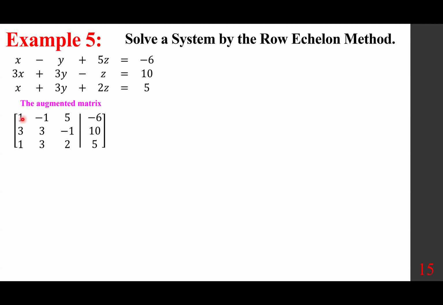The first step is to make this one 1. It is 1. You don't have to do anything. So this one, we want it to be 1. It is. So we go down the column. We make these 2 0.